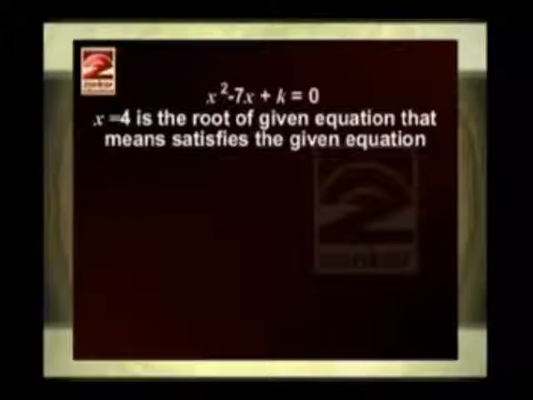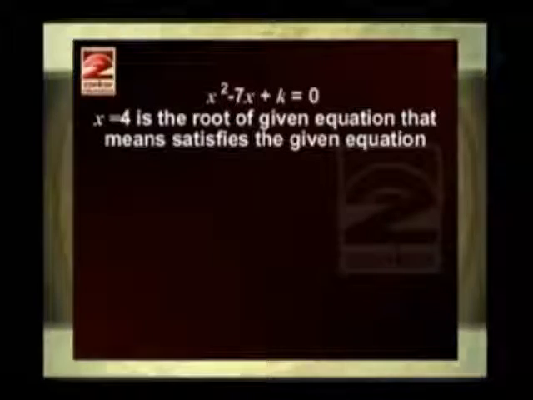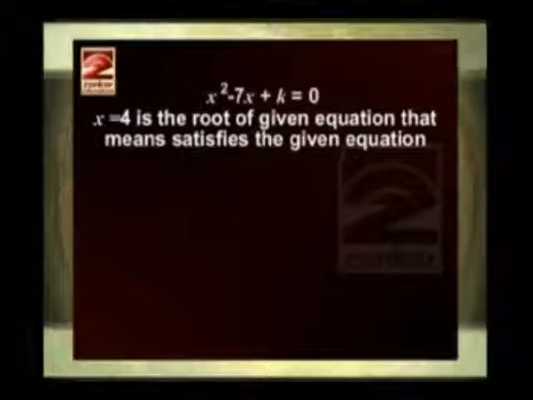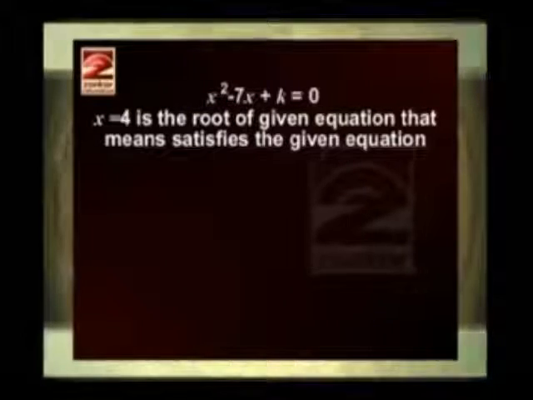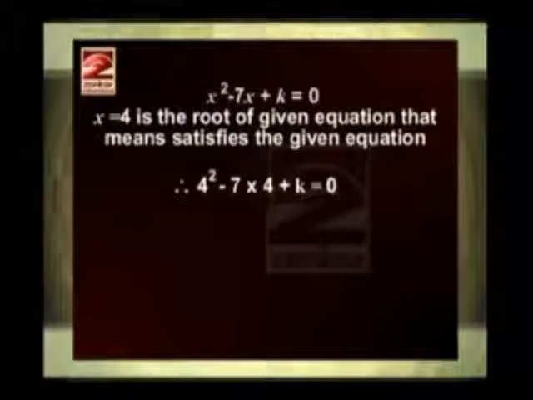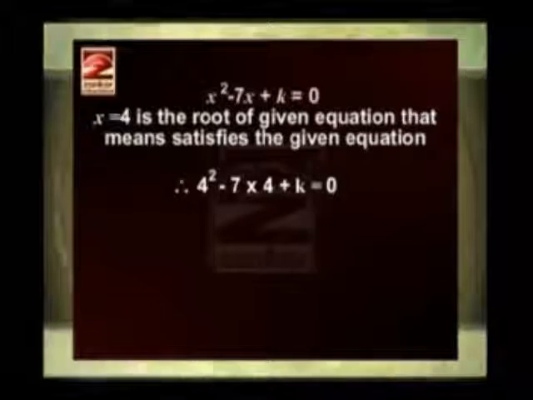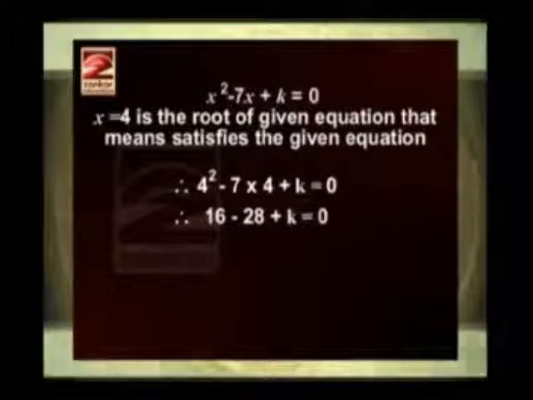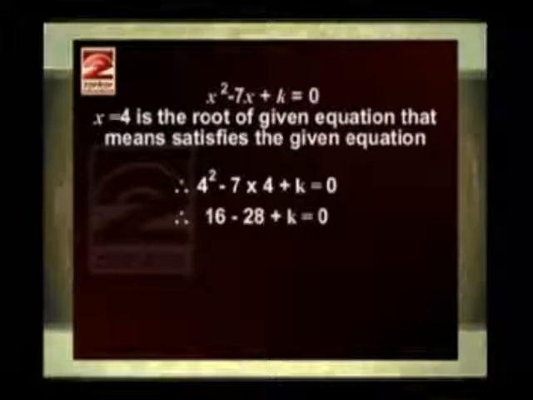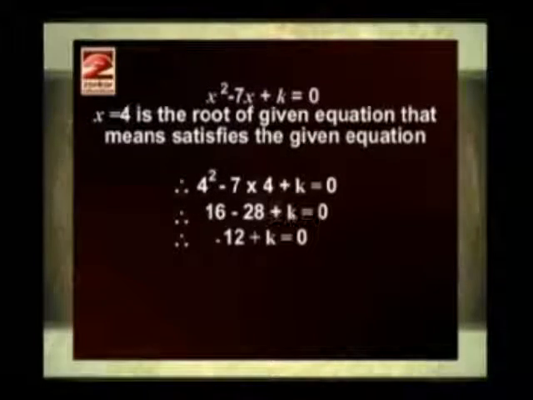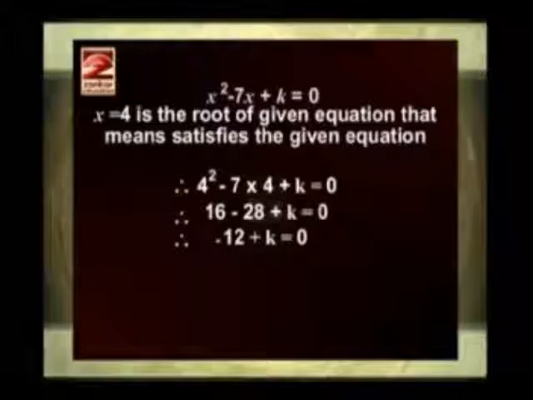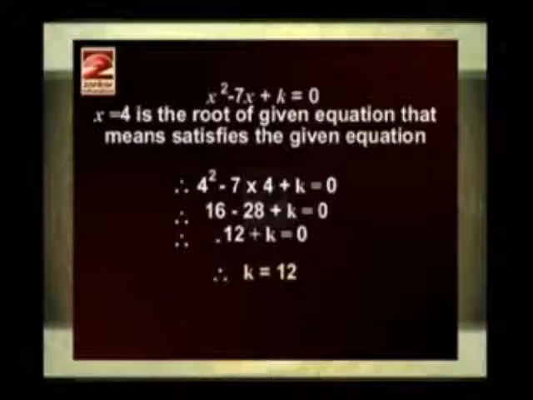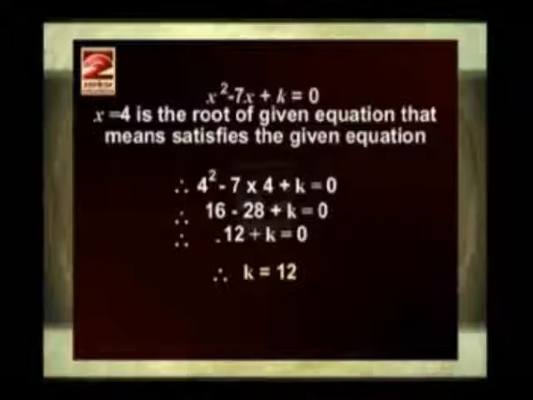Here x is equal to 4 is the root of the given equation. That means it satisfies the given equation. Therefore, 4 square minus 7 into 4 plus k is equal to 0. Therefore, 16 minus 28 plus k is equal to 0. Therefore, minus 12 plus k is equal to 0. Therefore, k is equal to 12.